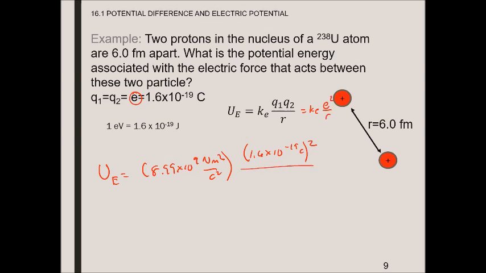I see people often multiplying that by 2. Sometimes I even do it, so just be careful on that. And so we get 3.8 times 10 to the negative 14th joules. And if we divide that by the conversion to electron volts, which is the same as the coulombs, so 1.6 times 10 to the negative 19th joules per electron volt, then we get 2.4 times 10 to the 5th electron volts, or 240 keV.